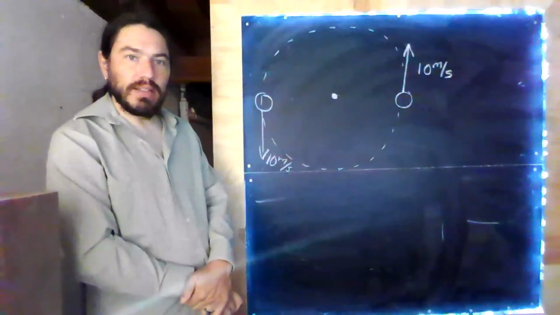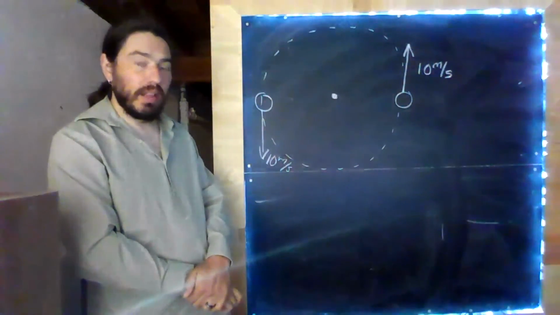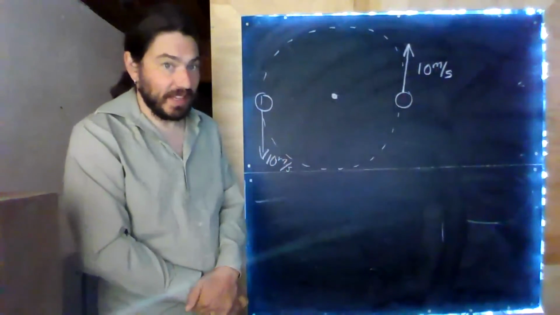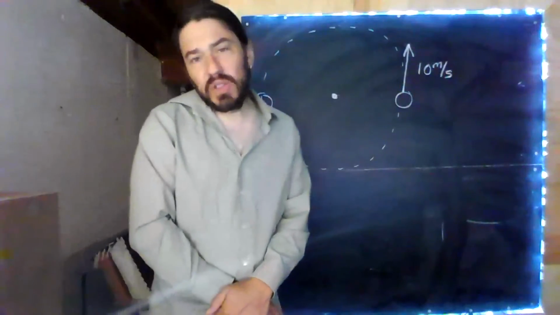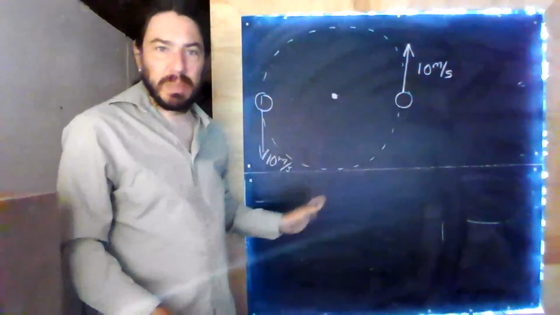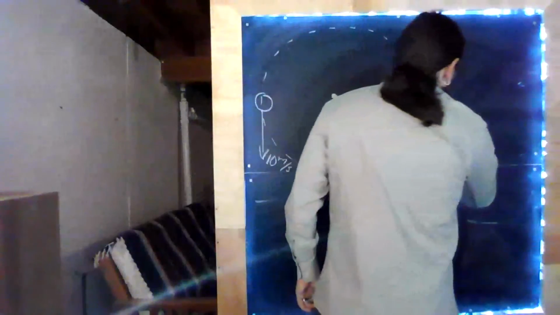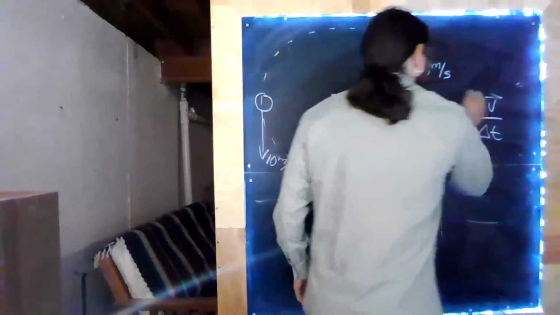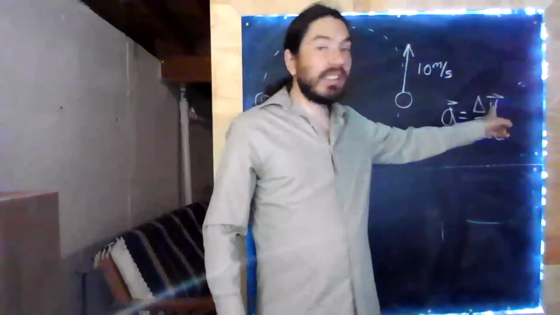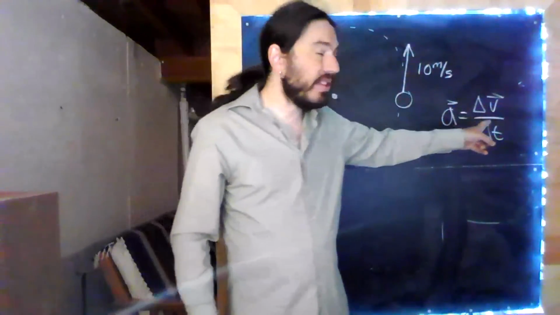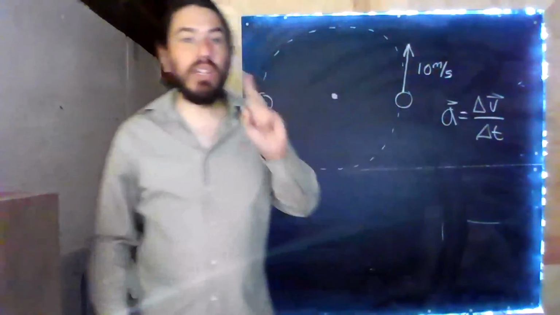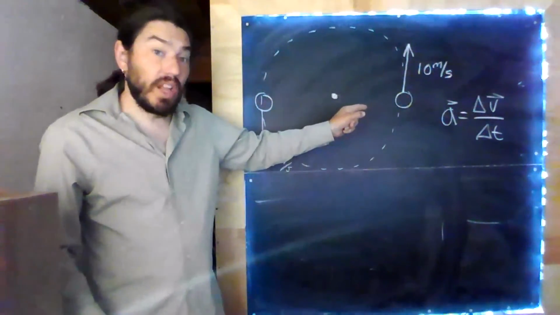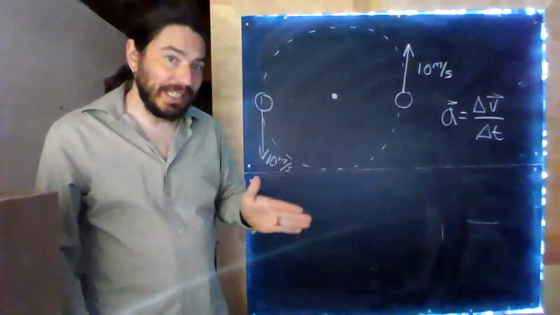So I'm swinging it around my head at a constant speed. Is the ball accelerating? Well, some of you may have said yes, some of you may have said no. I suspect if you said no, it's because it's at a constant speed. But we need to remember that acceleration is a change in velocity over a change in time. And remember that if the velocity is changing, then it is accelerating. And remember that velocity is a vector. It includes magnitude and direction. So in this case, the magnitude of my velocity is not changing, but the direction is.